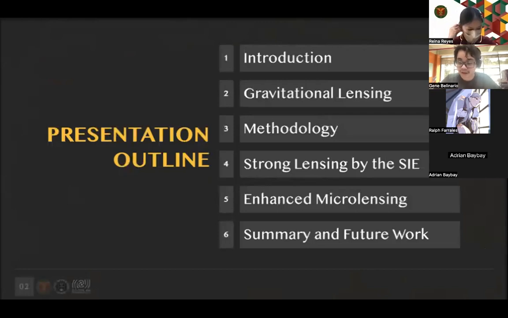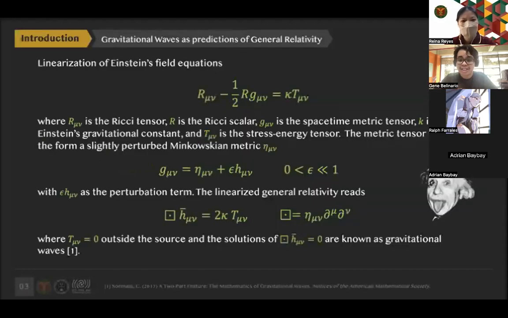First, we begin with the introduction and the motivation behind the selection of this topic, and then we will discuss the basics of gravitational lensing and our methodology, and then the results for strong lensing by the SIE and the enhanced microlensing, and finally, we summarize our work and give some recommendations for future work. So, for appreciation, we begin our discussion with a very, very brief history of gravitational waves.